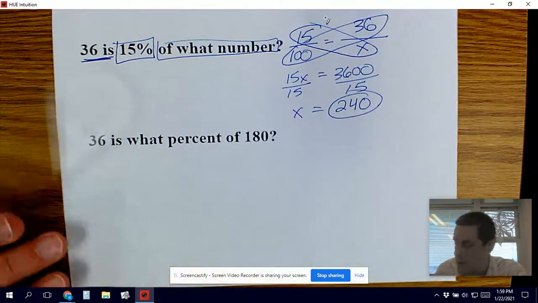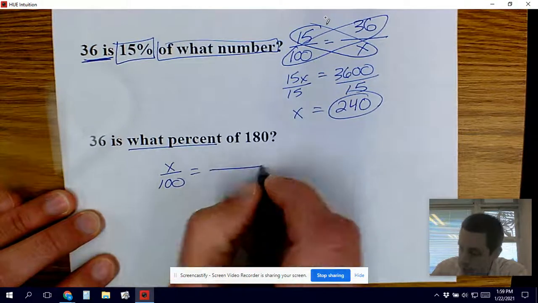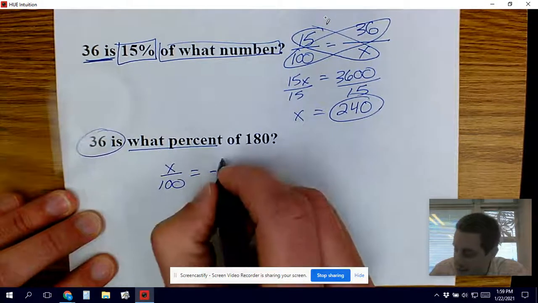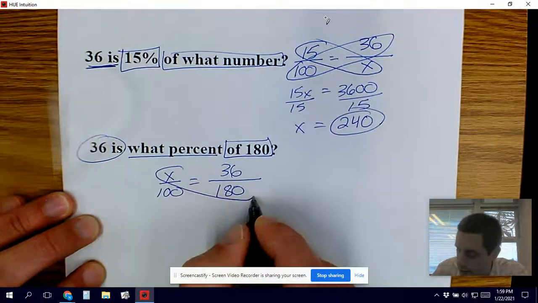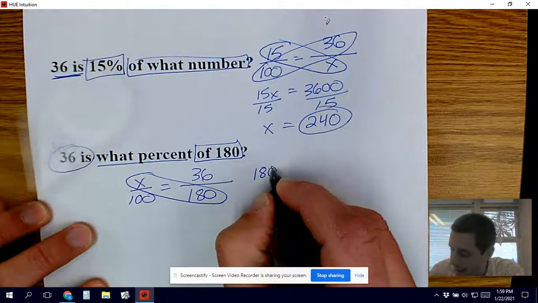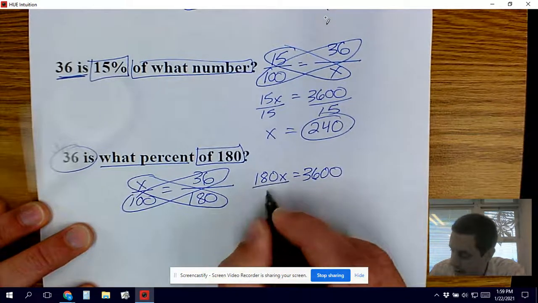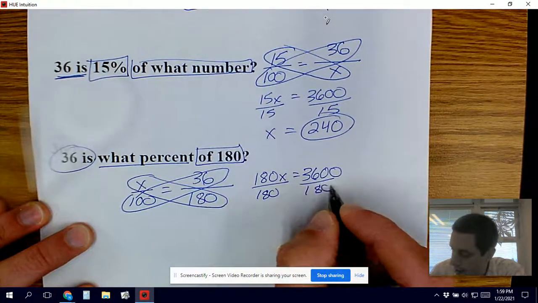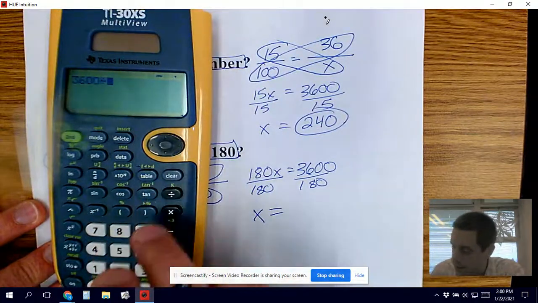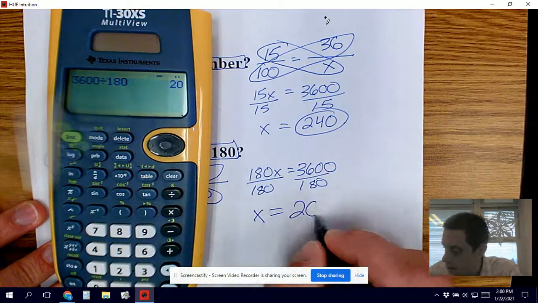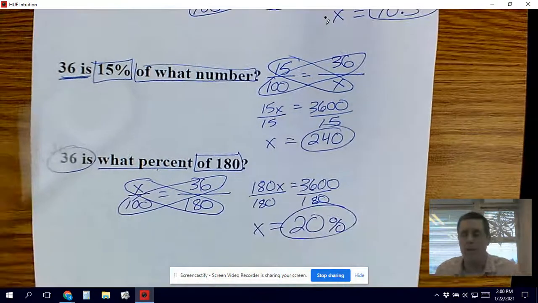And then finally, 36 is what percent of 180? The percentage is unknown. That means my variable will be over 100. Setting up the rest of my proportion, 36 is, that means 36 is the part of 180. 180 is the whole. Let's solve for x now. Cross multiplying, x times 180 is 180x. Bring over the equal sign. Now 100 times 36 is 3,600. Dividing both sides of the equation by 180, we get x equal to, let me double check with a calculator, 3,600 divided by 180, answer 20. Be careful. It's a percentage. You should label it as such. 20% for the last one.